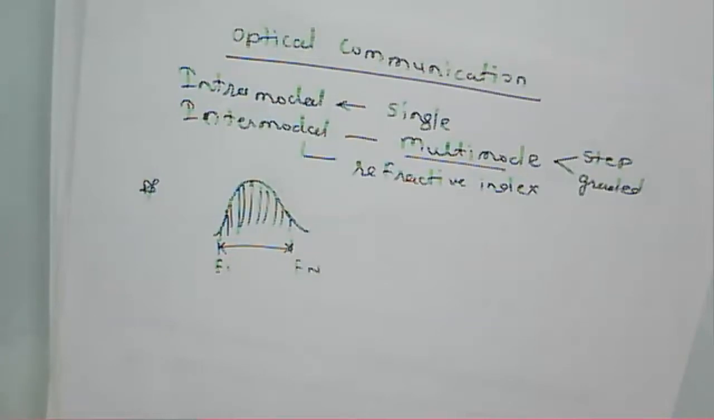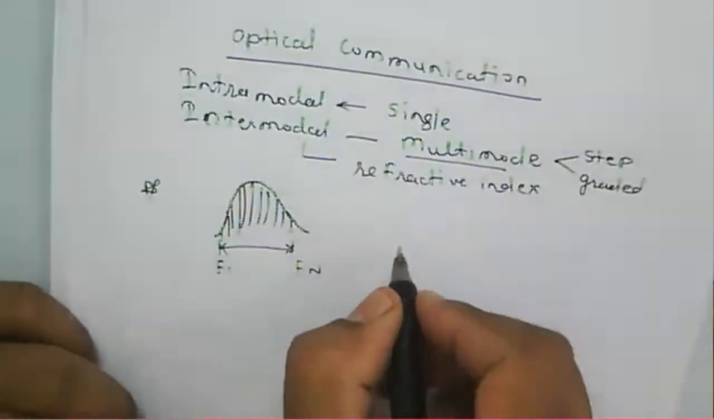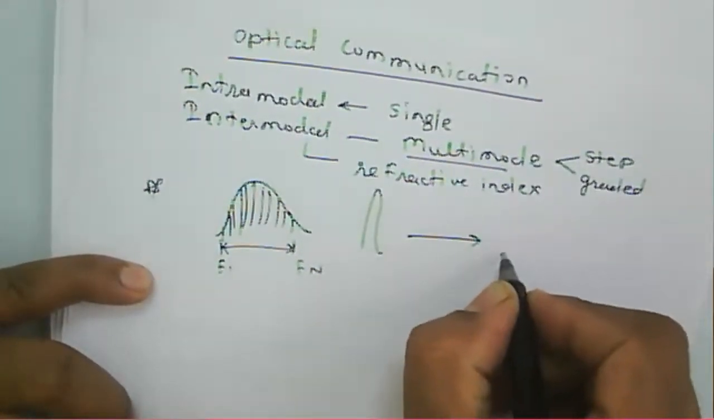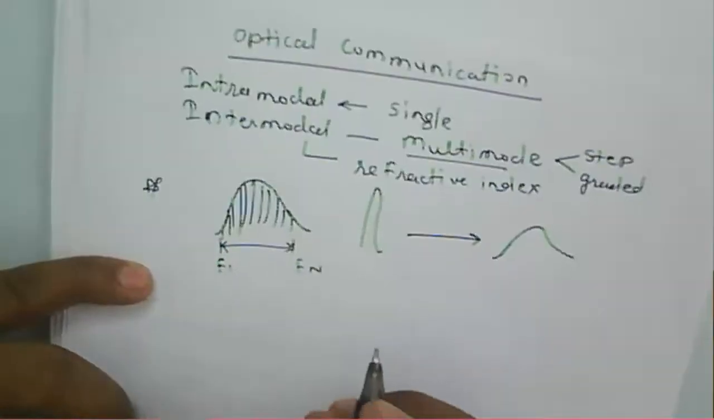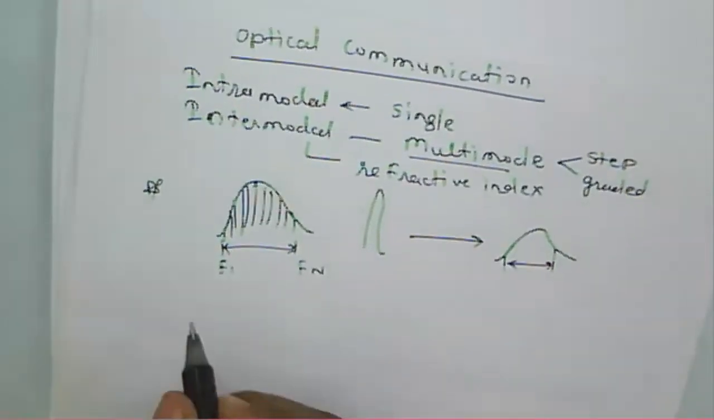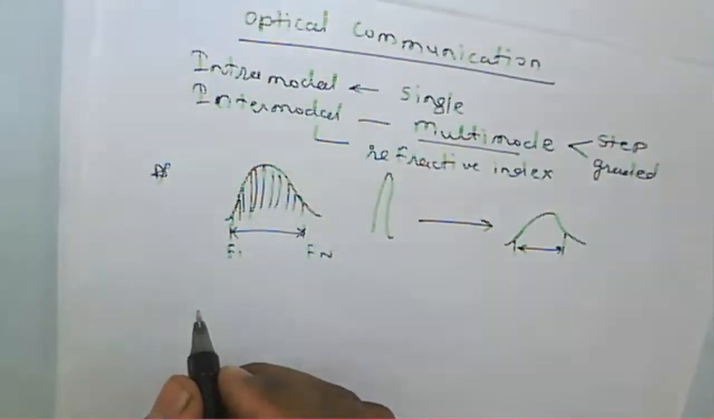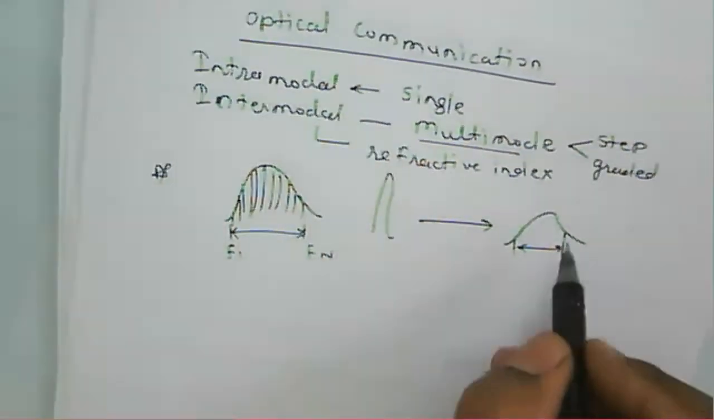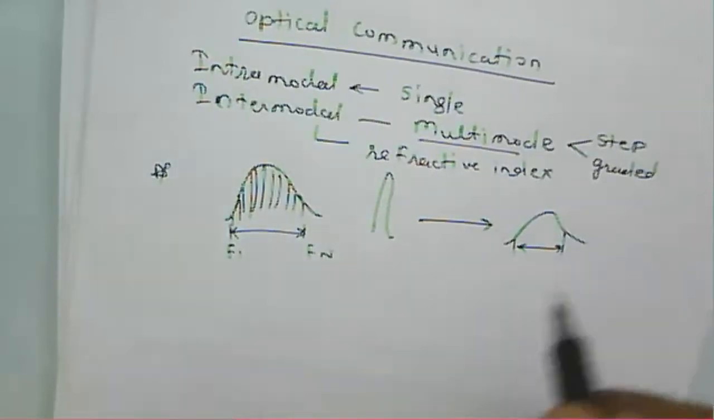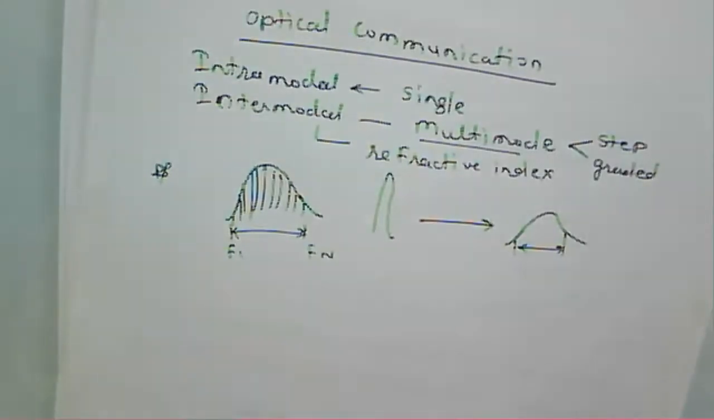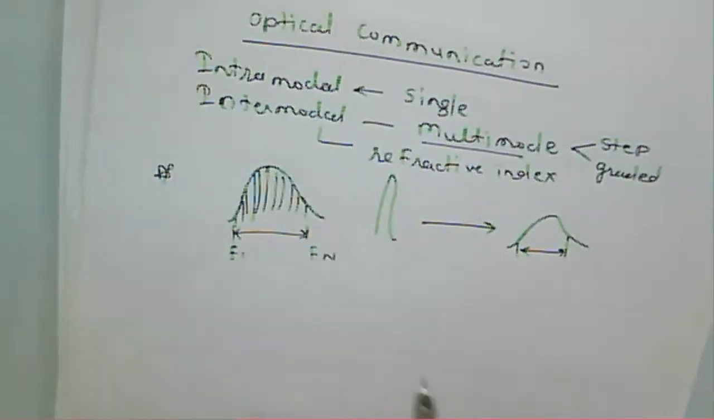Now, what does pulse broadening mean? For a given input pulse, it reduces the output amplitude as well as broadens the pulse. That pulse broadening is because of the difference in group delay for the different modes. Due to that, there will be a difference in velocity.